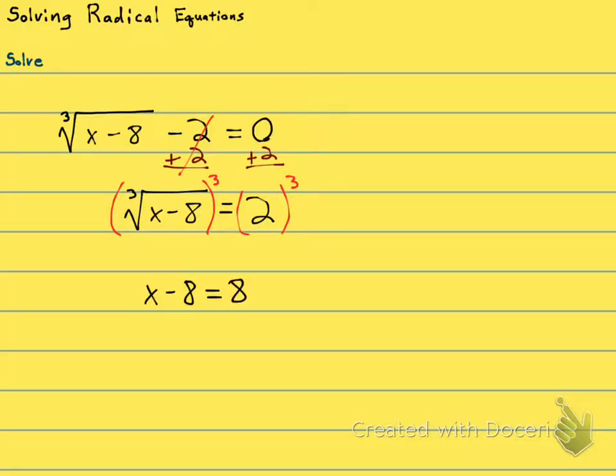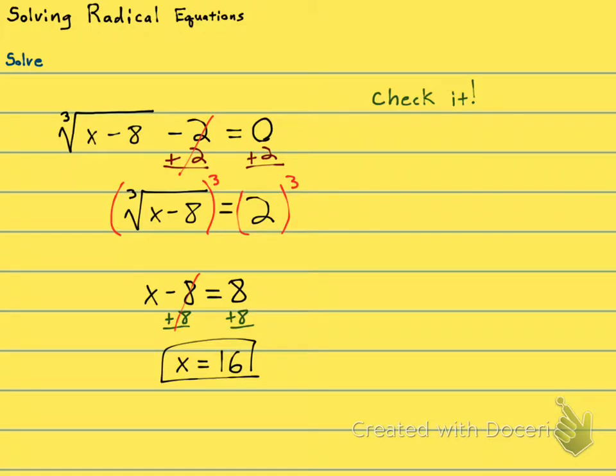Let's get this grumpy old x by itself. Add 8 to both sides. x equals 8 plus 8 is 16. Okay, now I need to check it. Let's come over here and we will check it.